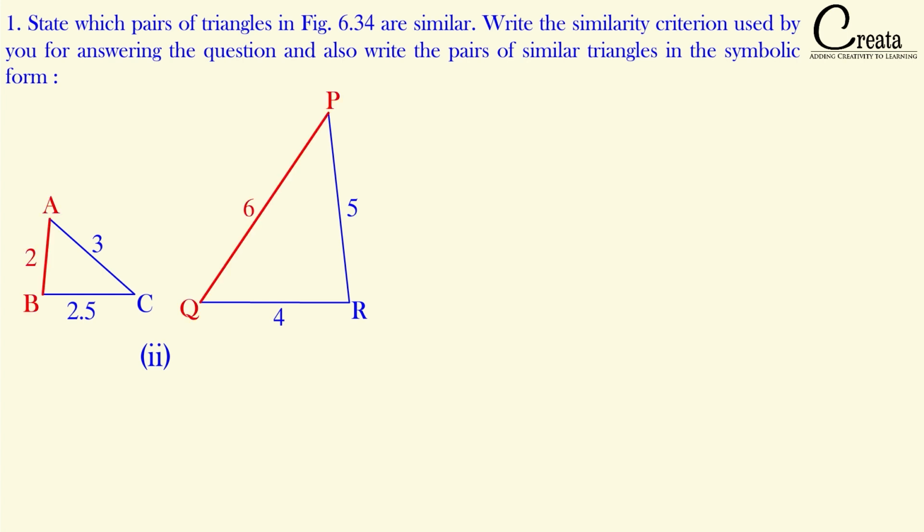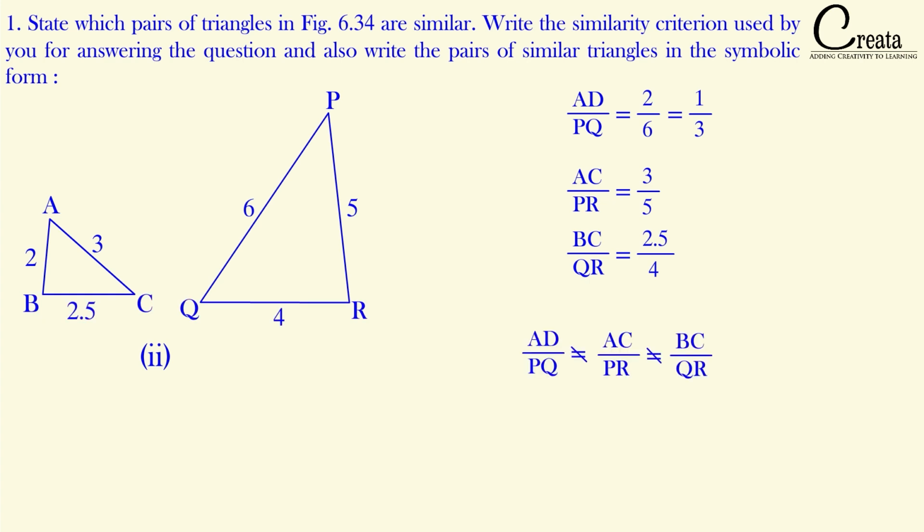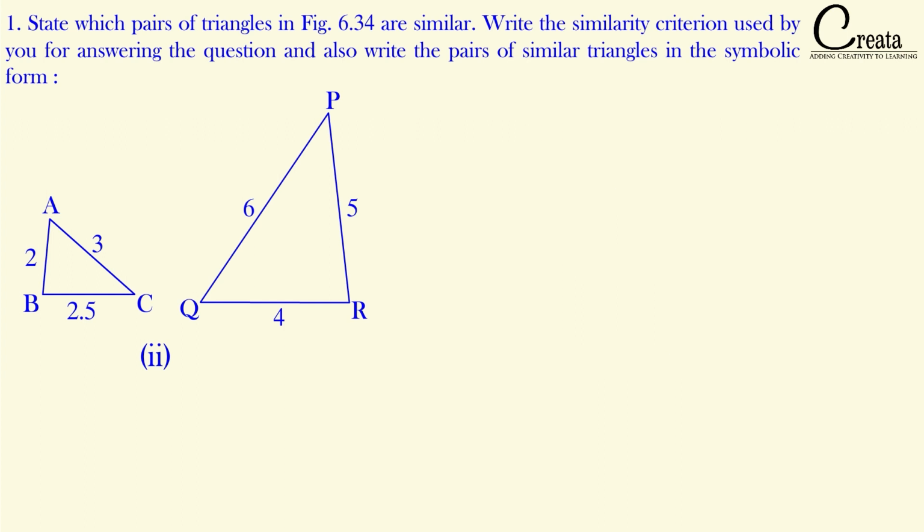Here if we take AB and PQ, that will be 2 by 6, that is 1 by 3. If we take AC by PR, it will be 3 by 5. And if we take BC by QR, it will be 2.5 upon 4. So basically by looking, we can say both the triangles are not similar to each other. But this question has a trick. The trick is that the right hand side triangle, that is the triangle PQR, is shown in the rotated form.